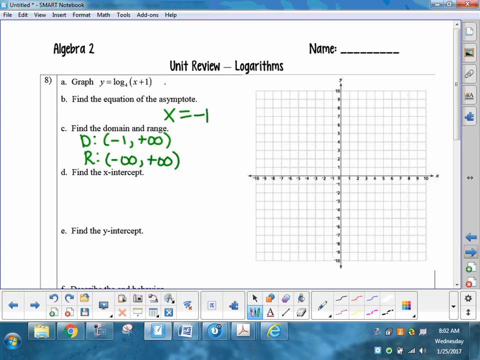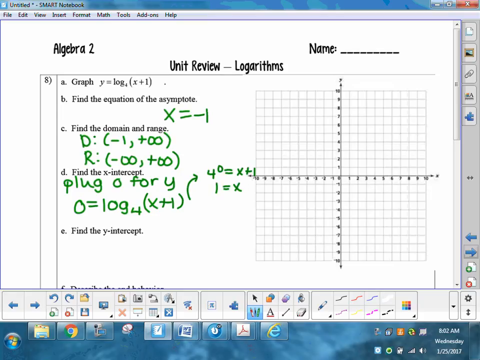How do you find the x-intercept? Hands up, please, if you can tell me. You're solving for the x-intercept. So let's do this out. We've got 0 equals log base 4 of the quantity x plus 1. How would we solve for x? So this would be what in exponential form? 4 to the 0 or 1 is equal to x plus 1. So this is 1 equals x plus 1. Shocker, what's x equal to? Which means your intercept is the origin.